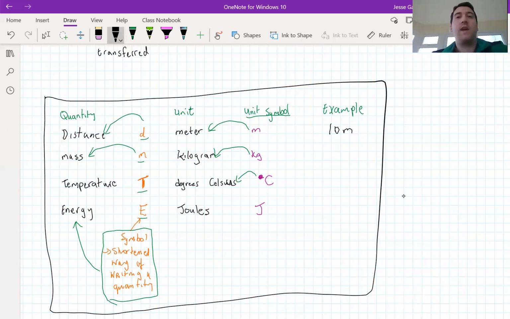What I want you to do now is write down how we would write it if you stood on the scales and found out that your mass was 70 kilograms, using the unit symbol. Write that down here underneath 10 meters. Pause the video and do that. Okay, this is what you should have: 70 kg. It is that simple.